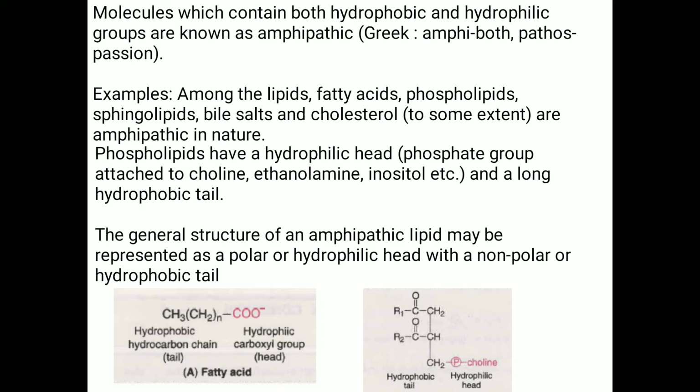So how do you show the structure? If you see in this slide, you have the structure of a fatty acid. You have CH3, CH2 whole n, COO minus. The hydrophobic nature is due to that tail region, that is the CH3, CH2 moiety, which is hydrophobic in nature, whereas the carboxyl group is hydrophilic in nature. So a fatty acid has two groups, hydrophobic as well as hydrophilic. The hydrocarbon chain is hydrophobic and the carboxyl group is hydrophilic.